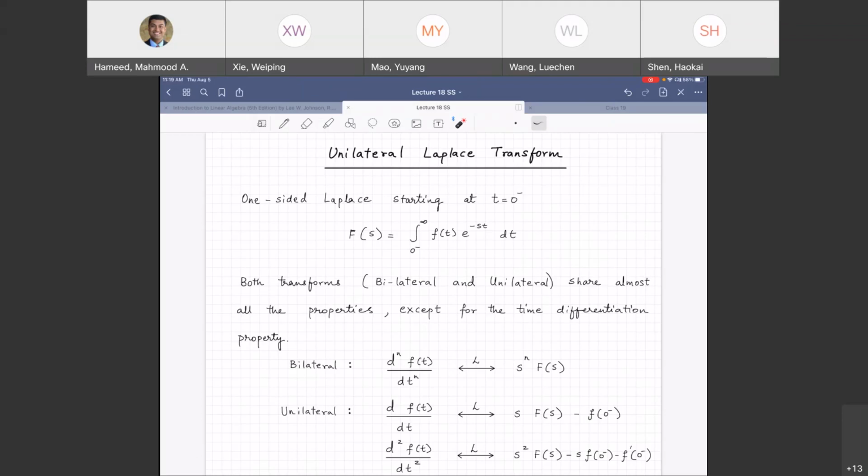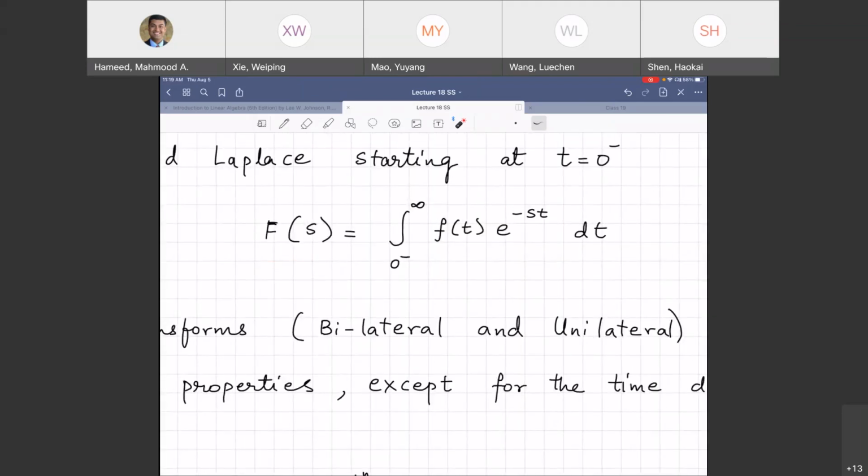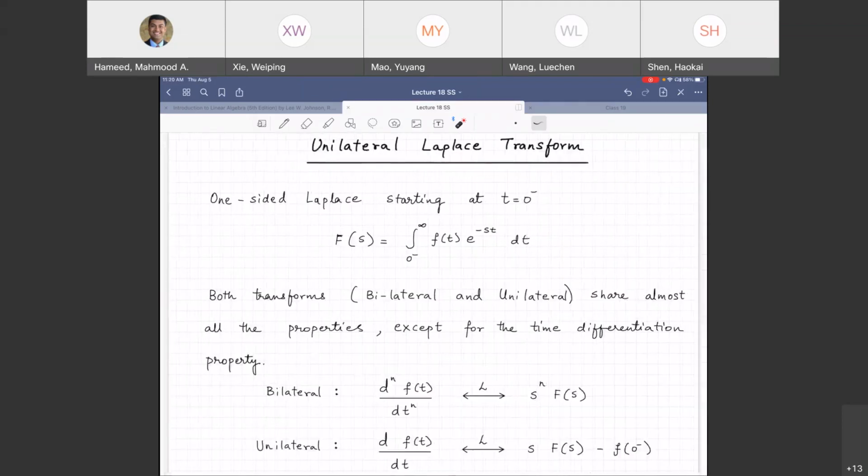Well, the one-sided Laplace transform, which starts at a time that is before 0, is defined as F(s) equals, instead of negative infinity to infinity, you have 0 minus to infinity. Same equation, f(t) e^(-st) dt. That's your one-sided Laplace transform. Both these transforms, the bilateral one that we have seen before and the unilateral one that we are seeing right now, share almost all the properties except for the time differentiation property. The time differentiation property is going to have an extra factor.